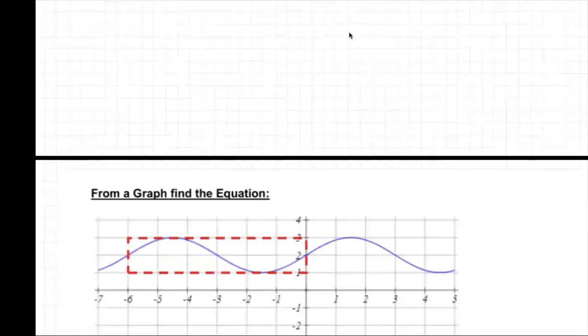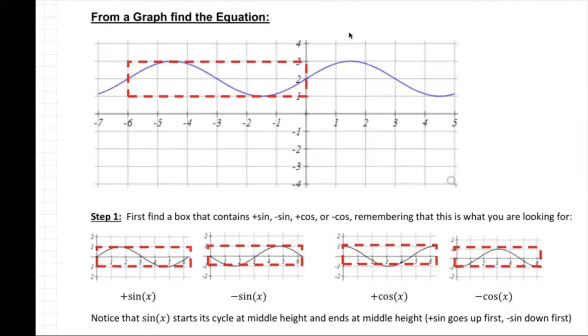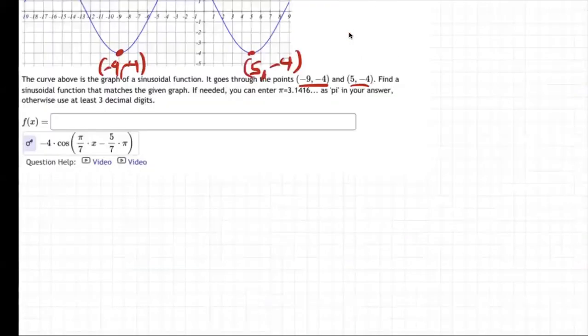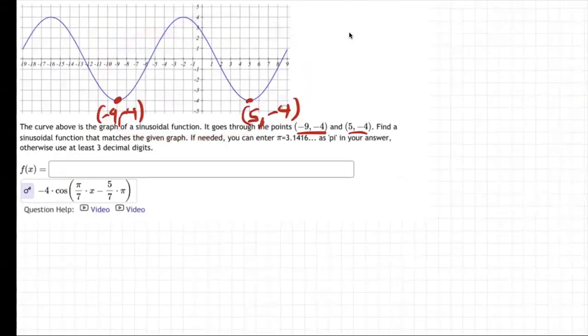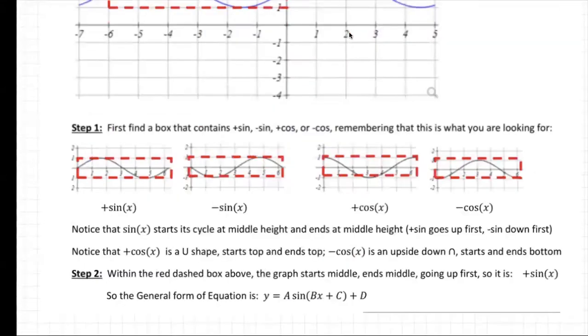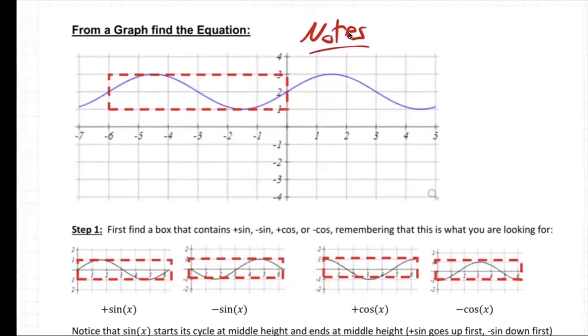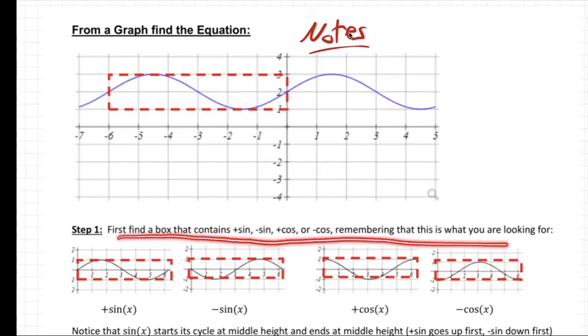Well, let's go to the notes. What does it say? Specifically, it's, from a graph, find the equation. That's what they're asking us to do, right? They're giving us the graph, the picture, they want the equation. Okay, how do we do it? Step one. First find a box that contains what you're looking at.